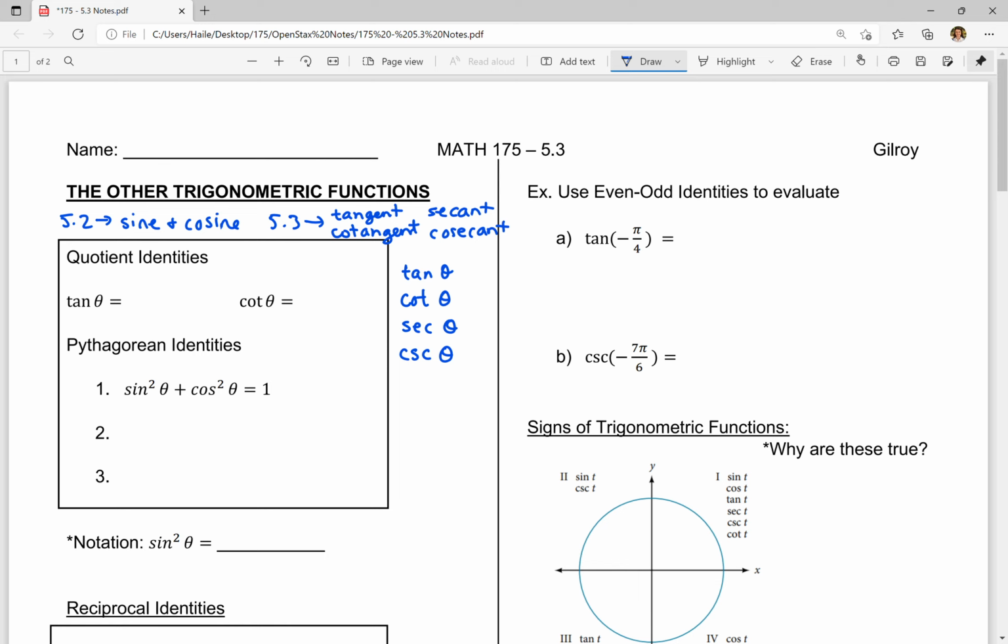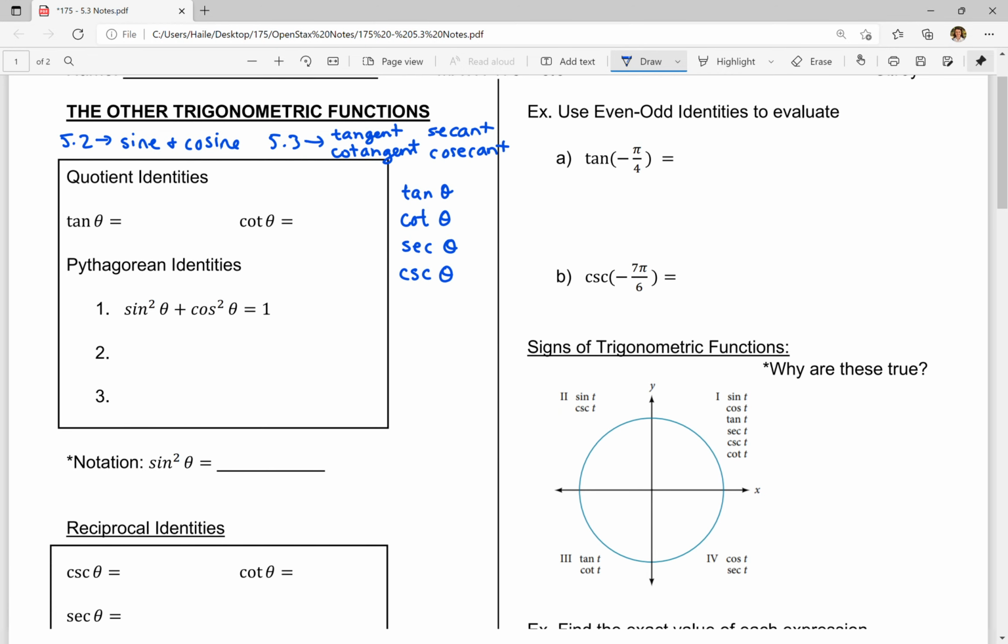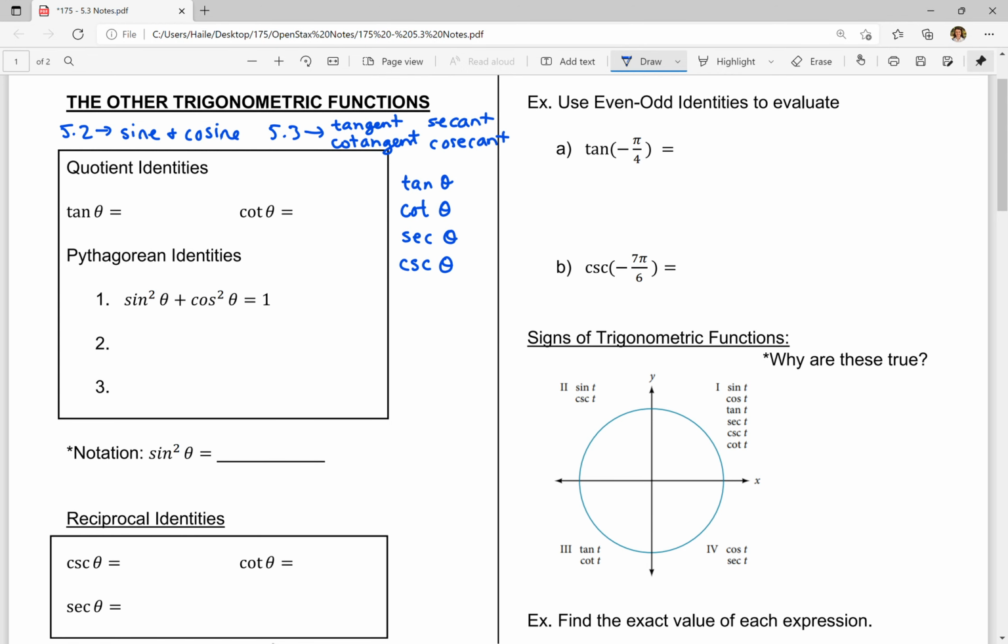So the first couple of identities that we're going to talk about are what we call the quotient identities. These are in terms of tangent and cotangent, and we're able to write tangent and cotangent in terms of sine and cosine. This is really nice because in the previous section we talked about values for sine and cosine, so we can use those to help us get tangent and cotangent. So tangent of theta we can just say is sine of theta divided by cosine of theta, and cotangent we can say is cosine of theta divided by sine of theta.